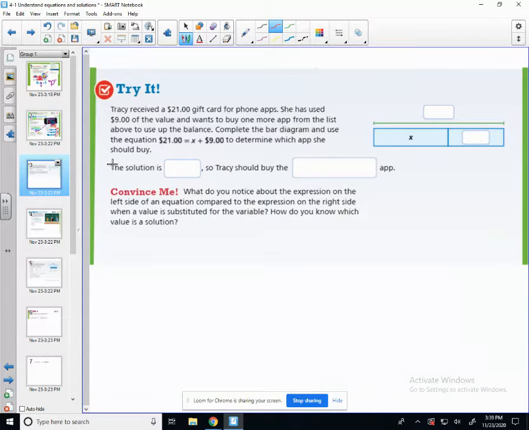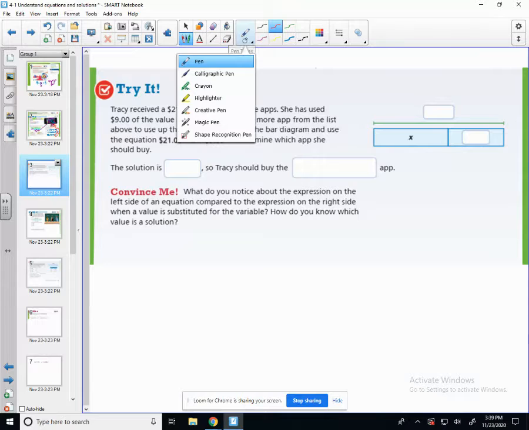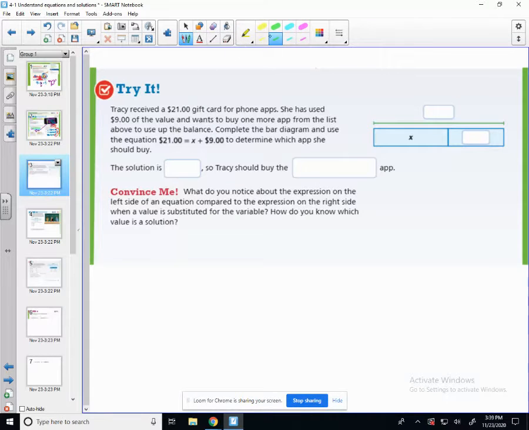All right, let's try it on your own. So we have Tracy received a $21 gift card for her phone apps. So it's basically the same thing as what we did up above. She already used $9 and she wants to buy one more app. So in the end, it's going to look like $21, which was our total, equals x plus $9.